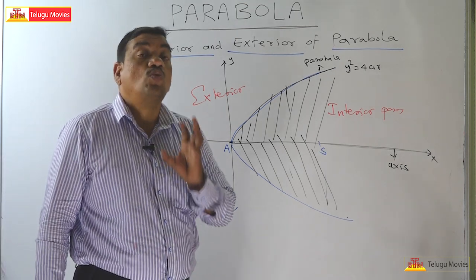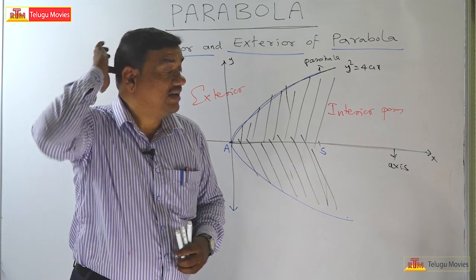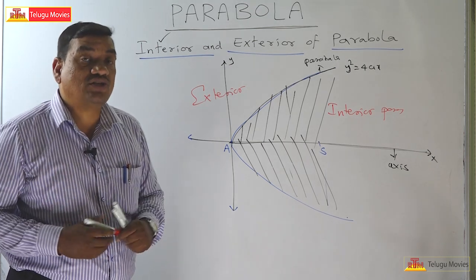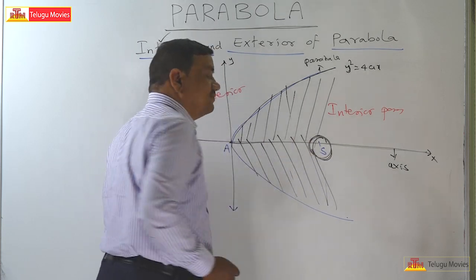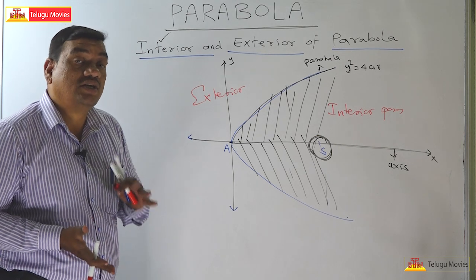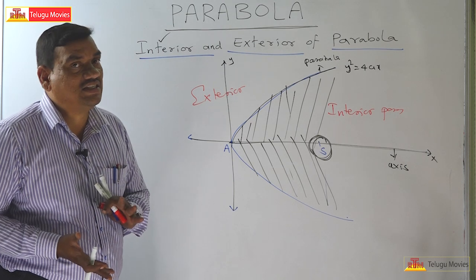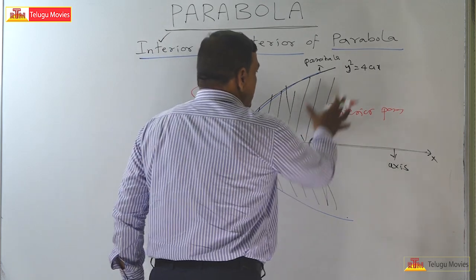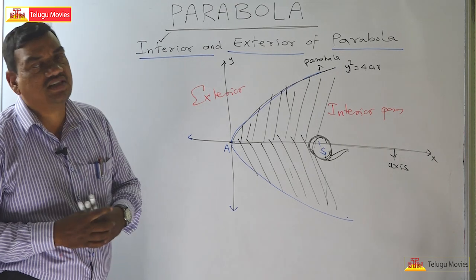In some textbooks, another definition is also there. It is the region where the focus lies. This region may be bounded or open. It is the region where the focus is; that region is called the interior region. If you observe here, in this region only the focus is there. That's why this is the interior region. This definition we can also say.